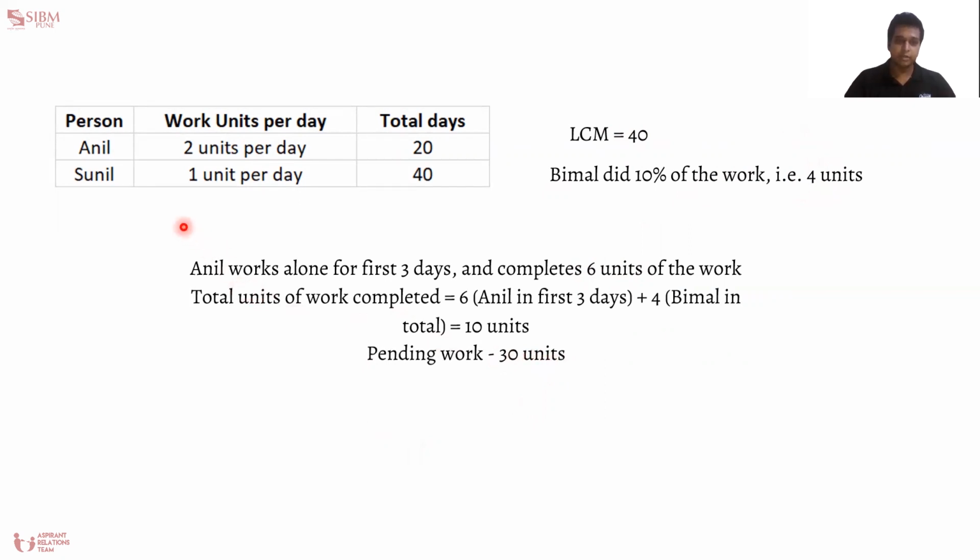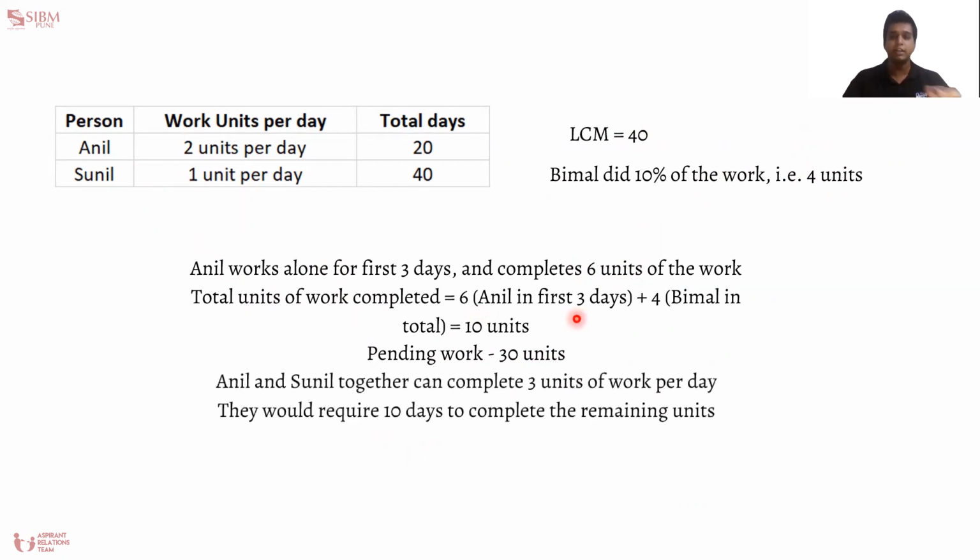Now let's get back to the table. We know that from the fourth day onwards, Anil and Sunil start working together. And from our table, we can see that when Anil and Sunil work together, they can complete 3 units of work per day. So the total work pending is 30 and the work they can do per day is 3. A simple calculation will say that we need another 10 days to complete the remaining work.